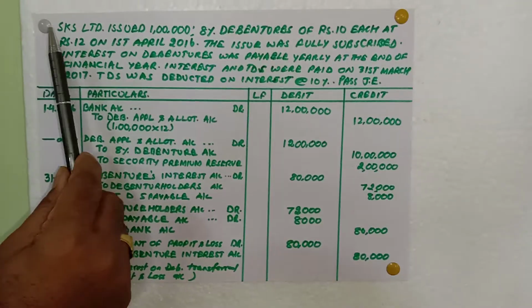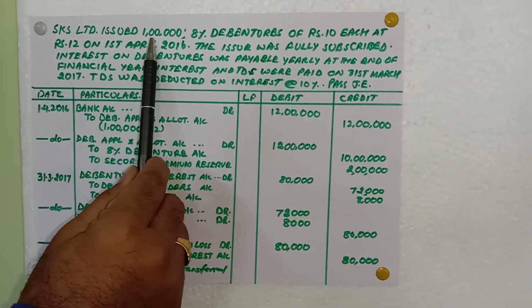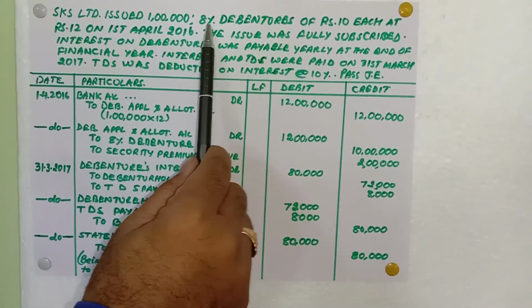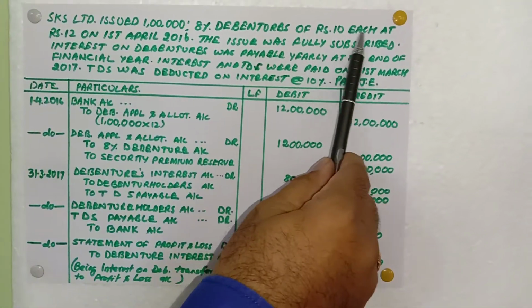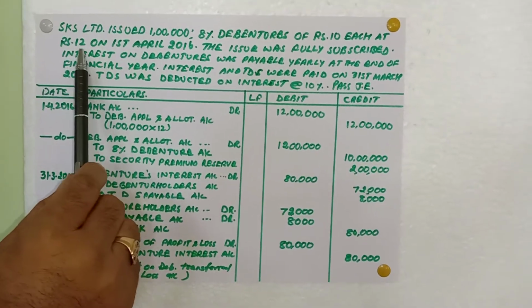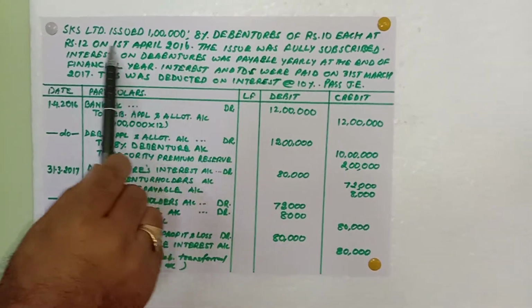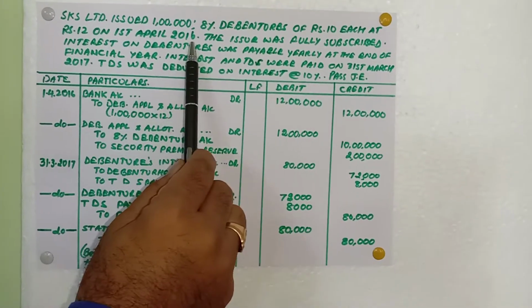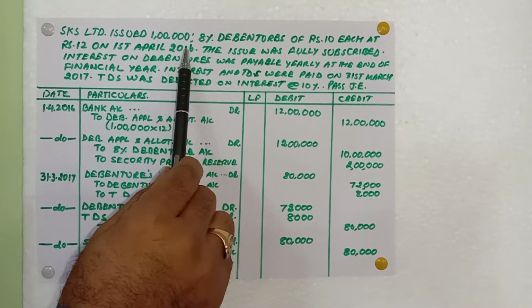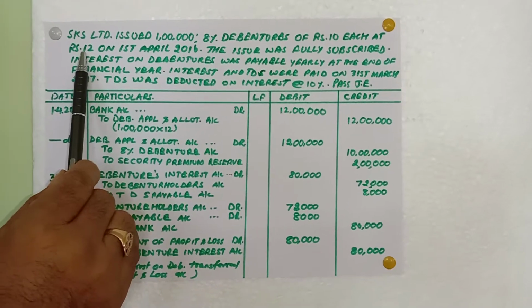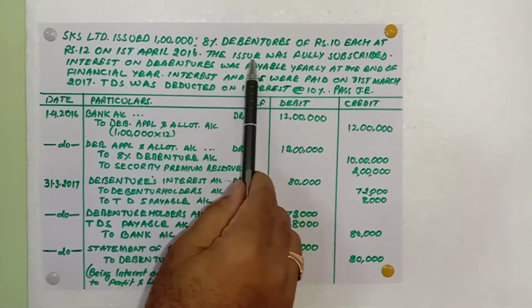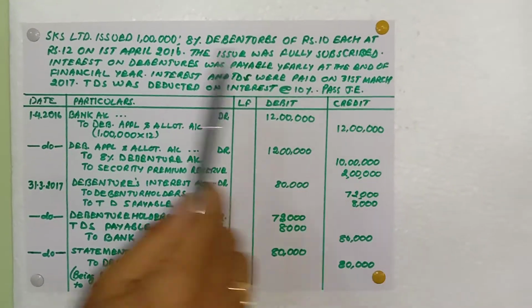You can see here SK Limited issued 1 lakh 8% debentures. Here 8% is the rate of interest. 8% debentures of rupees 10 each at rupees 12 on 1st April. In case of debentures, the dates are very important. So you have to see the dates, and every time you have to write the dates. Now here 12 rupees is the total cost, which means 2 rupees will be the premium. The issue was fully subscribed.